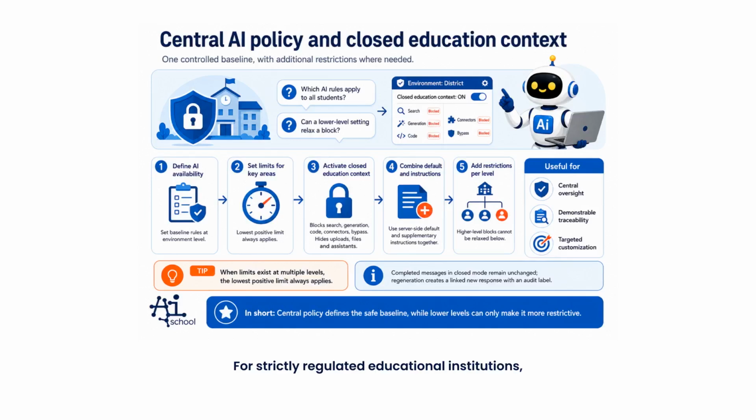For strictly regulated educational institutions, safe AI use starts with one central policy that is checked on the server with every AI request. In this video, you will see how an administrator defines availability and baseline rules, sets limits, activates a closed education context, and then applies additional restrictions for a school, group, or student.